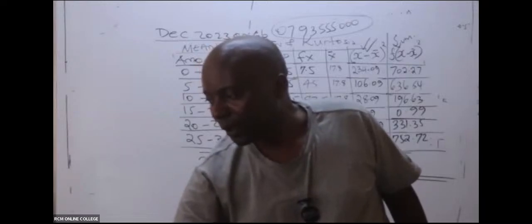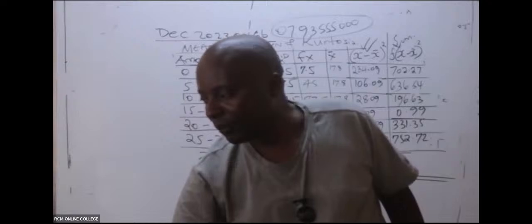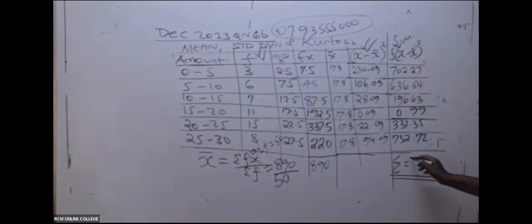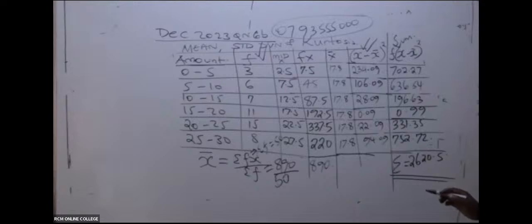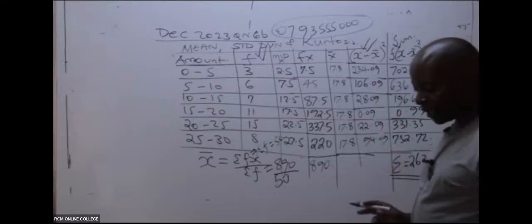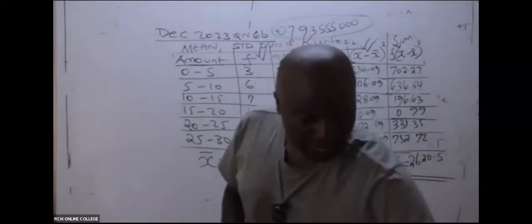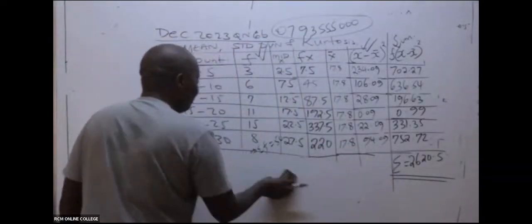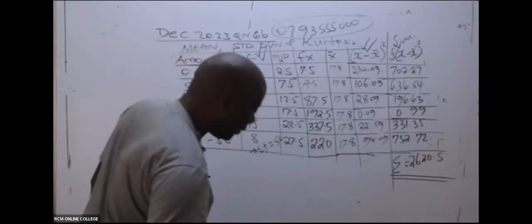2620.5. Can somebody confirm this total? Sharon has confirmed it, 2620.5. It is after this that we'll be able to come here and give you the standard deviation formula. So now we are getting the standard deviation.